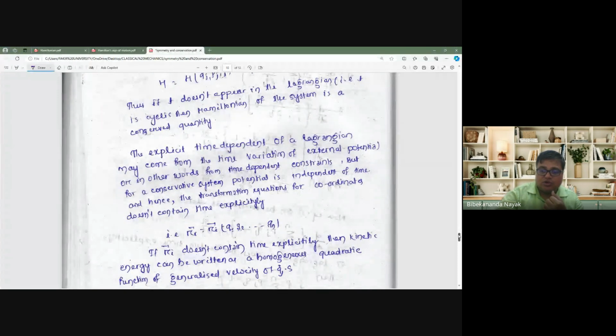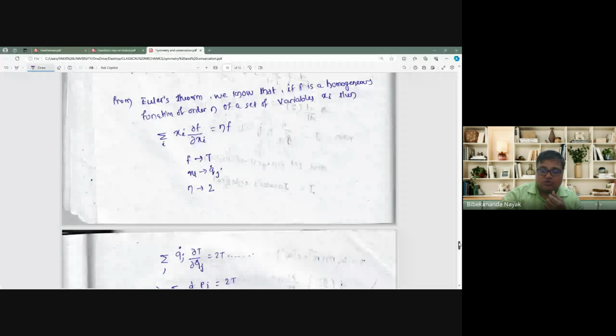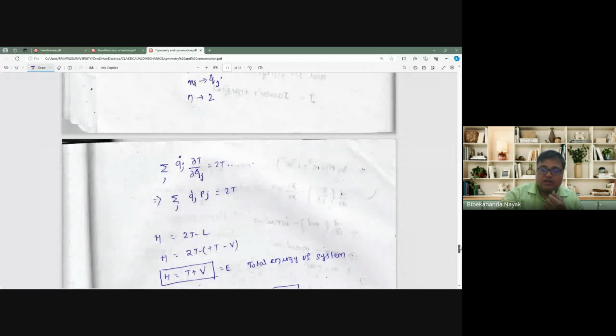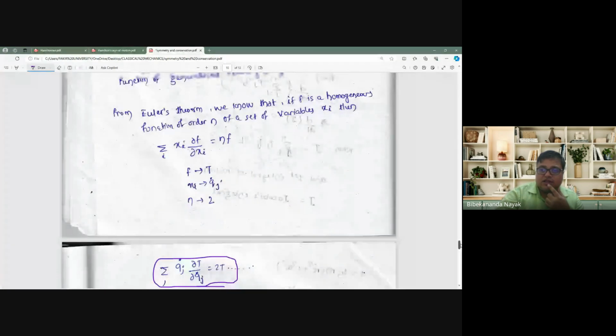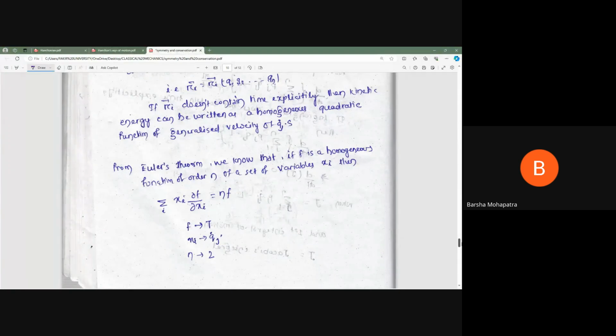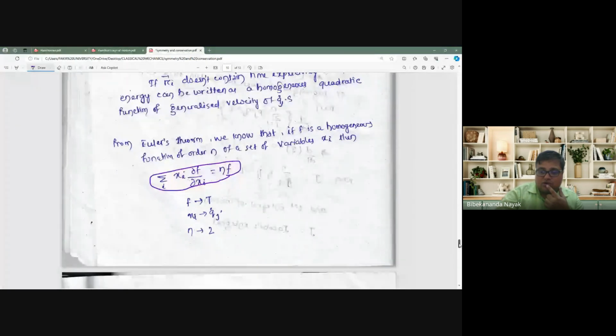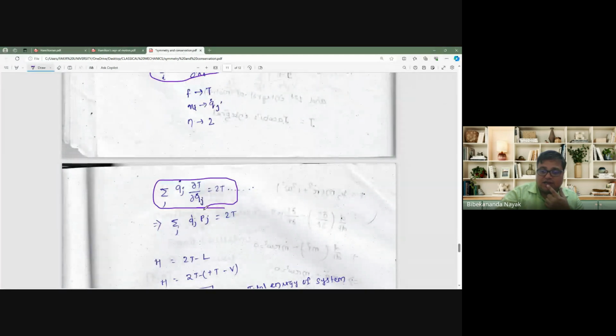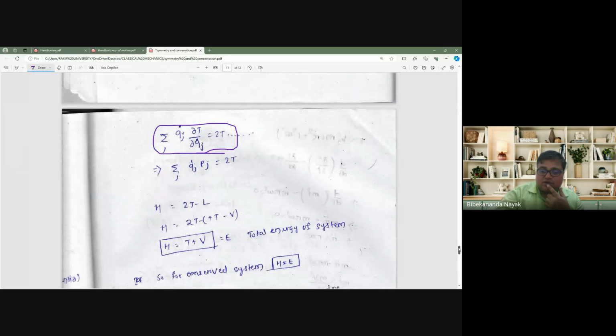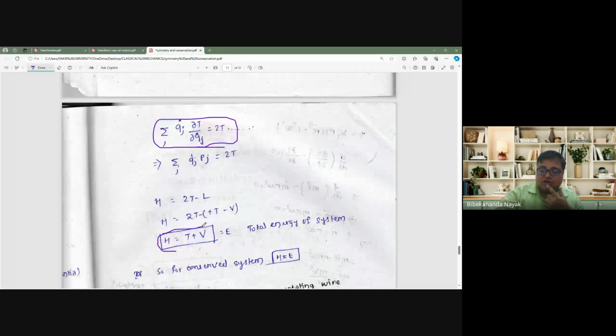Actually, using Euler's theorem, we found that summed over Qj dot del T by del Qj dot is equal to 2T, if T is a homogeneous quadratic function of Qj dot. This term is equal to 2T according to Euler's theorem. So putting that, our H is equal to 2T minus L, or 2T minus T plus V. That is, the Hamiltonian is the total energy. For a conservative system, the Hamiltonian is equal to the total energy.